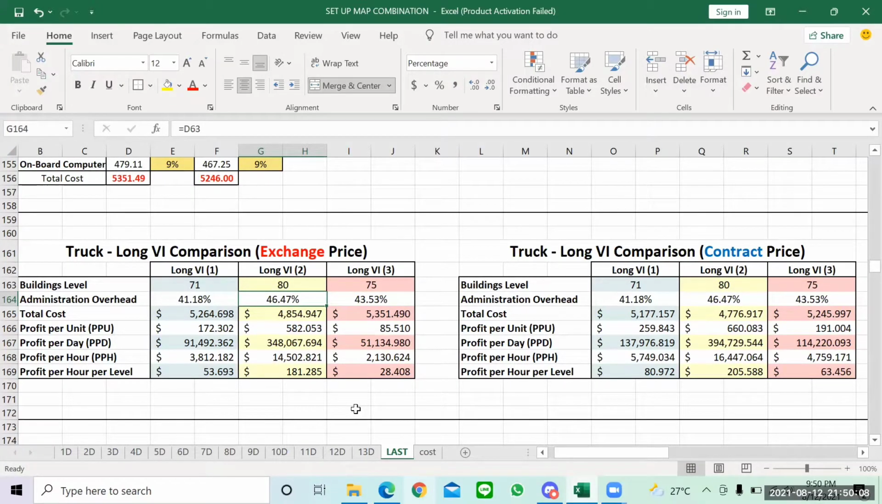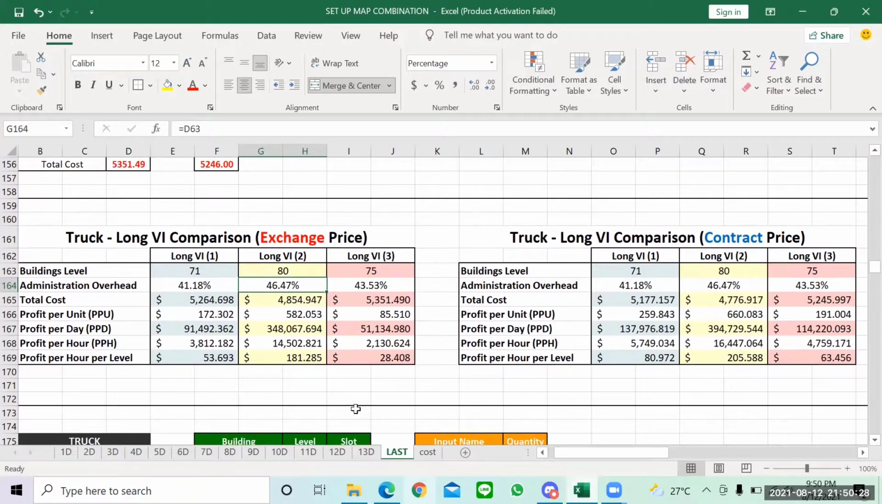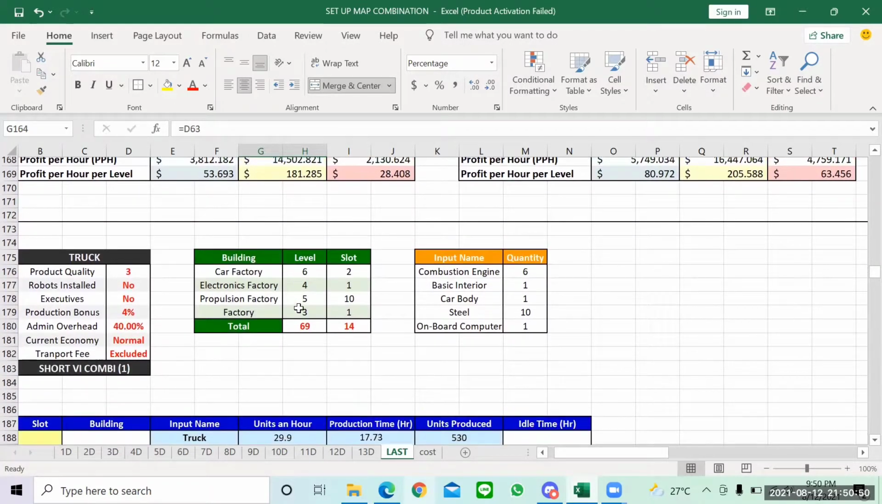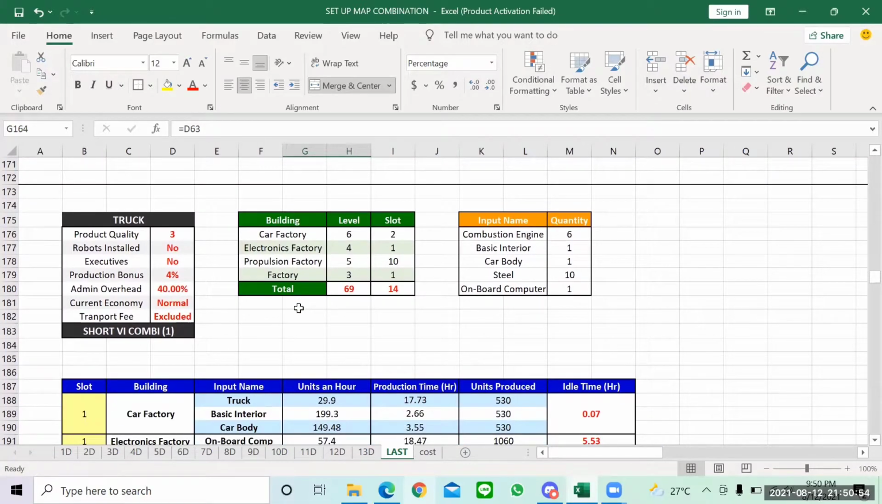I think because we removed the displays and basic interior, and also the steel, it can maximize the profit. So I think for the long fee, this is the best one. The profit per hour per level is very huge compared to the other two long fees. Okay, let's keep in mind that the second long fee is the best from this one. So let's check the fourth setup.